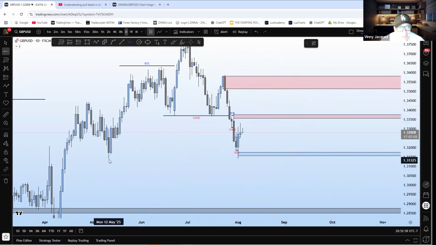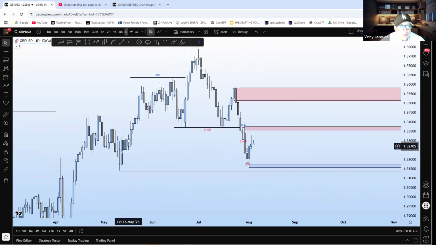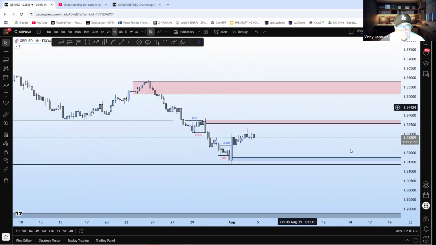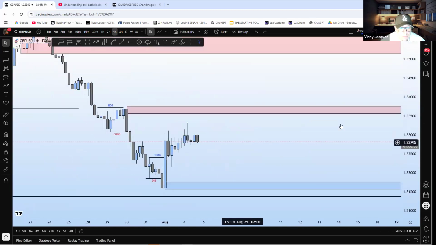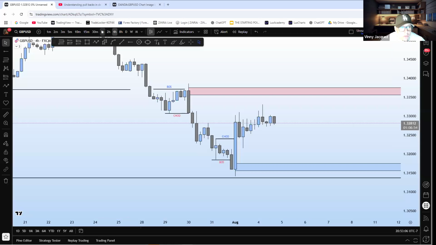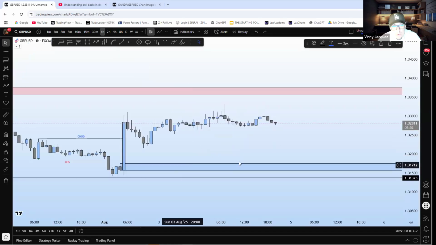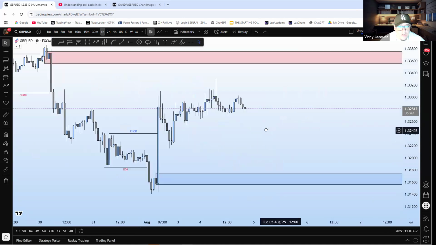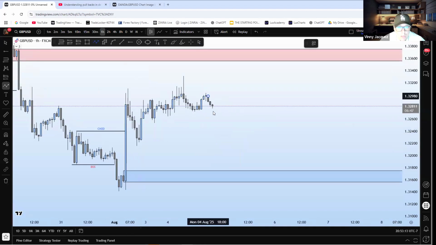And technically, we do not break and close below. So if you would like to take the first touch and play a bit more aggressive, go ahead and do that. And if you want to wait for a confirmation trade, mark up as the market breaks structure to the downside.